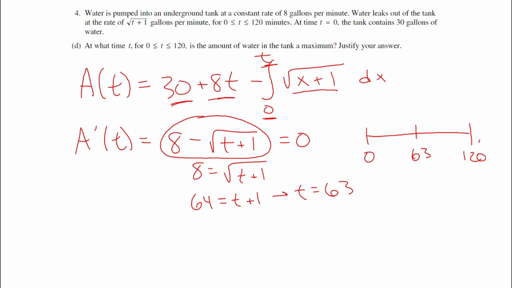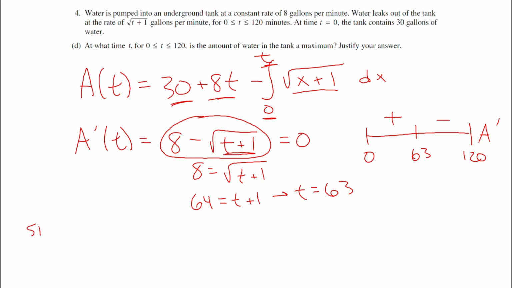Well, 8 minus the square root of 2 is certainly a positive number, which means A is increasing. And if I put in something more than 63, let's say we put in 99, just because that's easy to evaluate here, 99 plus 1 is 100. When we square root it, 100 gives us 10, so 8 minus 10 is a negative. So if A prime is positive on 0 to 63, and then negative for 63 to 120, that means A must have its maximum at 63.